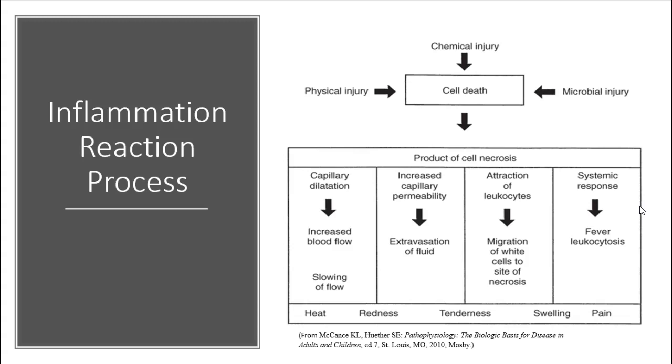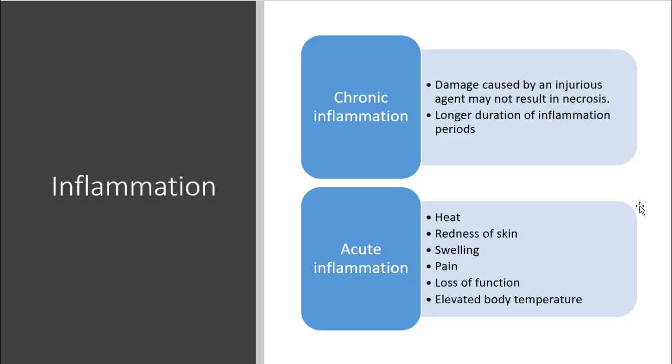You have attraction of leukocytes and a systemic response with fever. So you have heat, redness, tenderness, swelling, and pain. There's chronic and acute inflammation. So chronic is damage caused by an injurious agent, may not be the result of necrosis, long duration of inflammation. You have acute where you have heat, redness, swelling, pain, loss of function, and elevated body temperature, and it comes on quick.